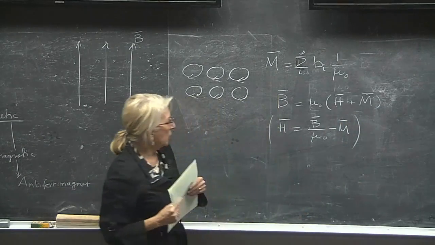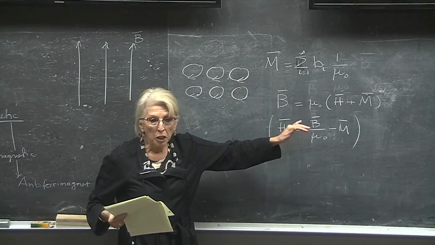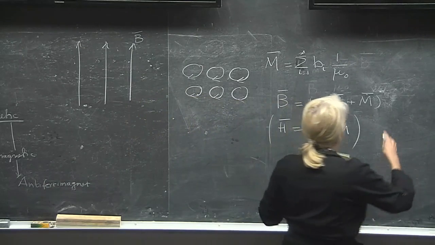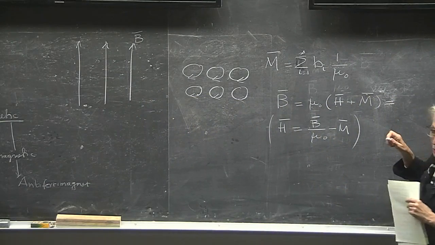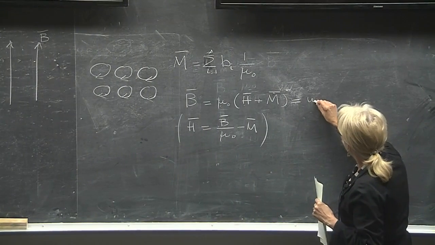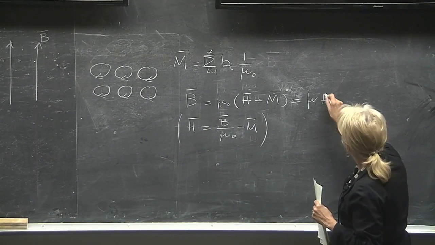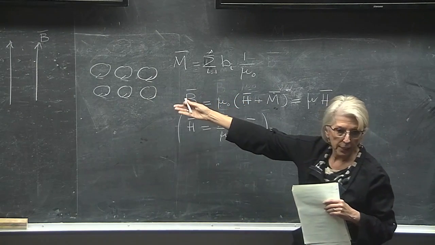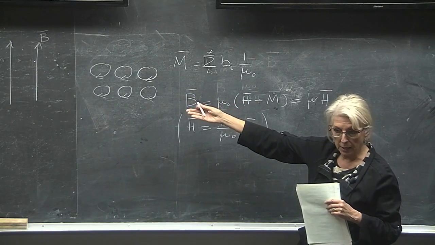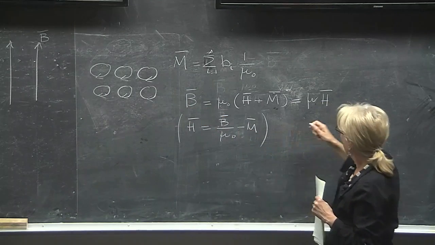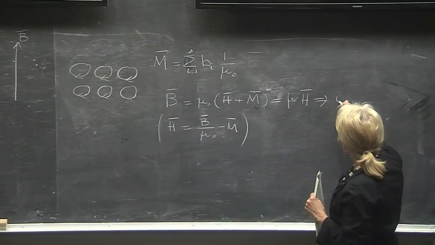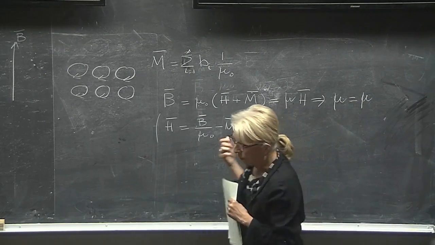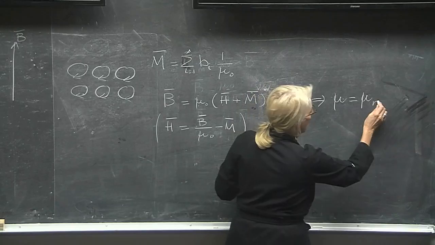Now, we're not going to exactly look at this, we're not going to use it beyond that. The only thing we are using it for is to say that this can be rewritten as M equals chi H. Because obviously M depends on H. M only exists when H exists. And from here, this chi, we characterize it, we rewrite it as mu sub r, mu sub naught.